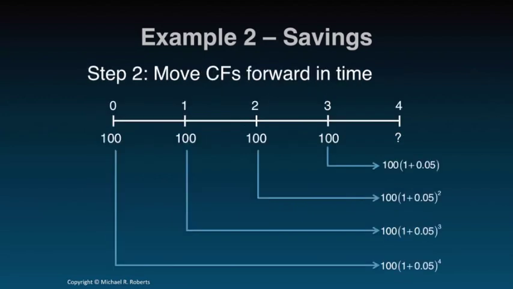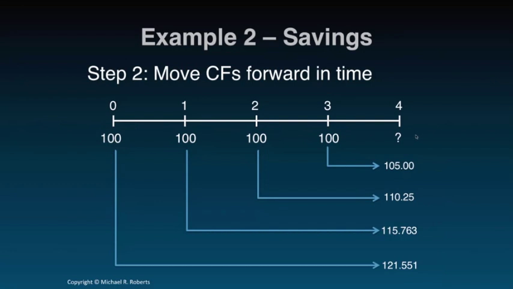Well, to do that, we're going to have to move each cash flow forward in time to period 4. So look at the cash flow in period 3. I need to move that forward 1 period, so I multiply by 1 plus r raised to the positive power 1. We're going forward 1 period. Cash flow 2 has to go forward 2 periods, so we're going to multiply that by our discount factor raised to the power positive 2. And likewise for the cash flows in period 0 today and 1 year from today.